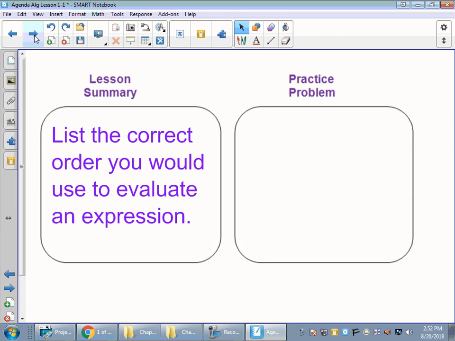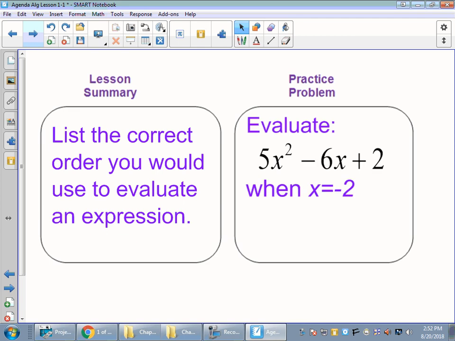And then the practice problem here is you're going to evaluate 5x squared minus 6x plus 2. All you've got to do is substitute in that negative 2 where you see an x. And just as a little hint, be careful with your negatives. Be careful especially when you're squaring it, what happens. So just giving you a little tip. Be careful with that negative 2 when you plug it in for all those x's.